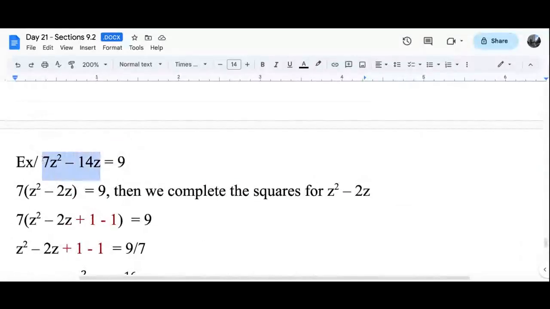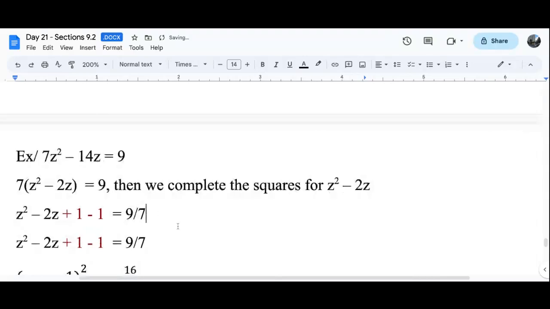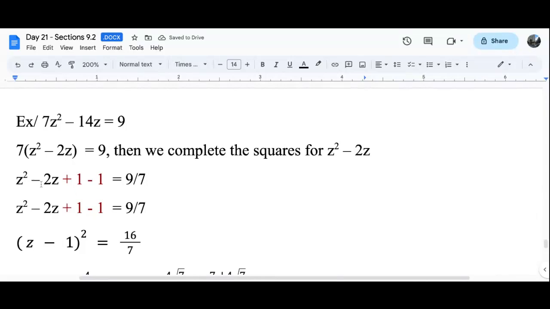Well, let's see more. Let's see this one. 7z squared minus 14z equals 9. So what do we do? We factor out the number before z squared. So factor out 7, right? So that becomes parentheses z squared minus 2z. Now let's divide by 7 on both sides. I think this way is easier for us. Then we only have z squared.